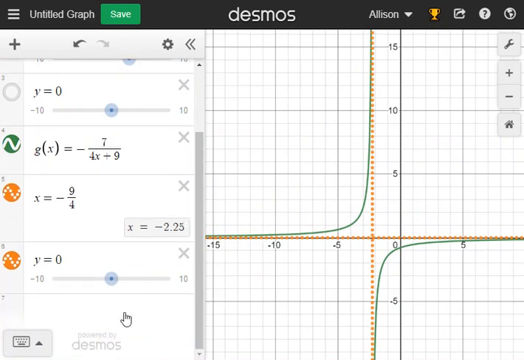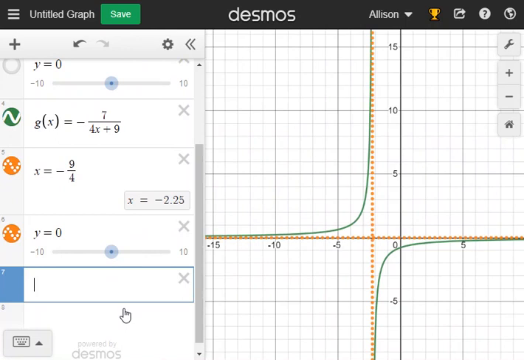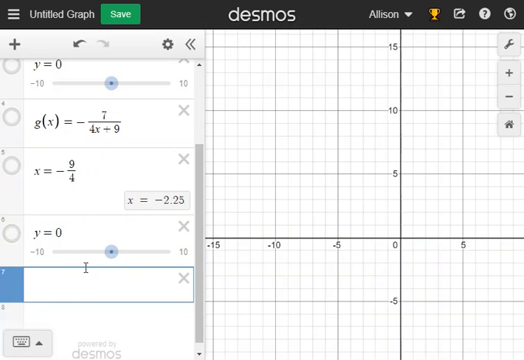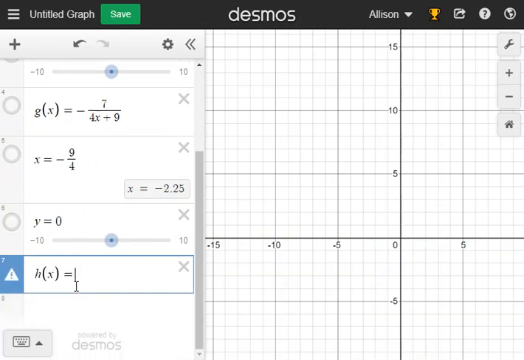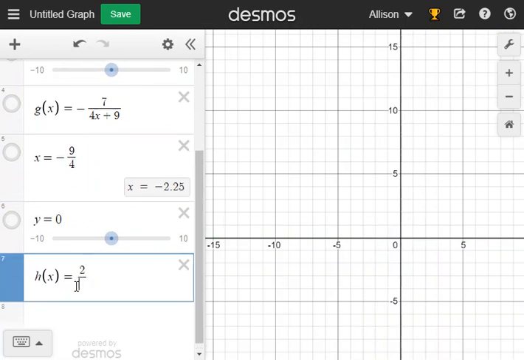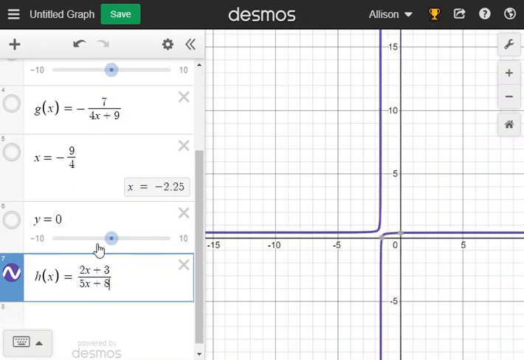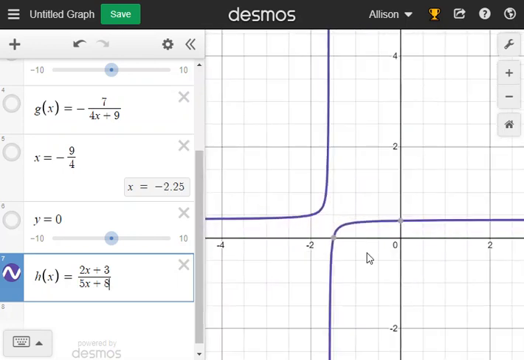Okay. One more, just another example. This time the asymptote is not going to be at 0 for the horizontal because we're going to pop a variable into the numerator here. So let's do an h of x function equals, how about 2x plus 3 over, how about 5x plus 8? Again, just picking some stuff here, trying to find the vertical and then the horizontal asymptote.